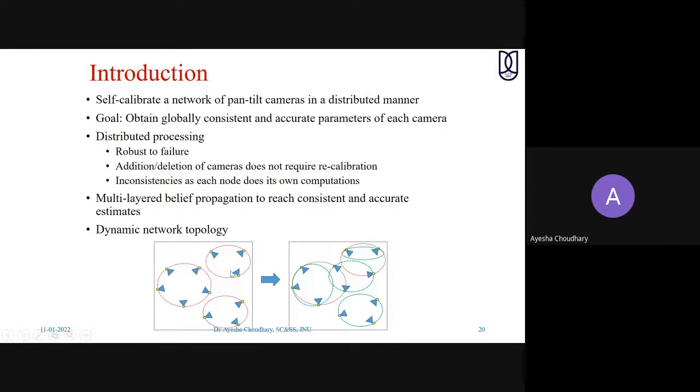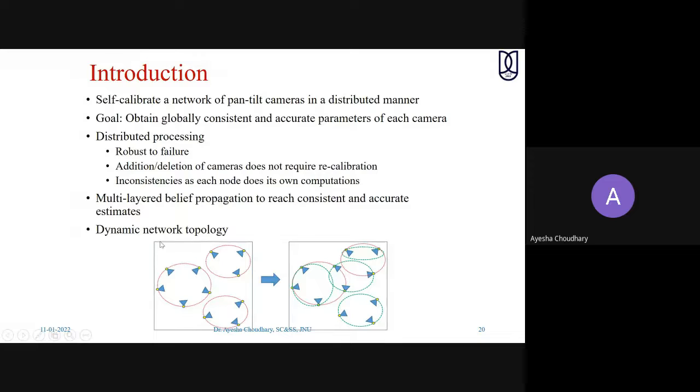So what we use over here is something that is known as multi-layered belief propagation. Belief propagation, I'm sure most people know, is that everybody has a belief and they propagate this belief, and as the belief propagates, everybody sort of seems to have the same belief. When I say belief, I mean the same parameter values. Right. And why do we call it multi-layered? Because we are going to do this propagation in different layers.